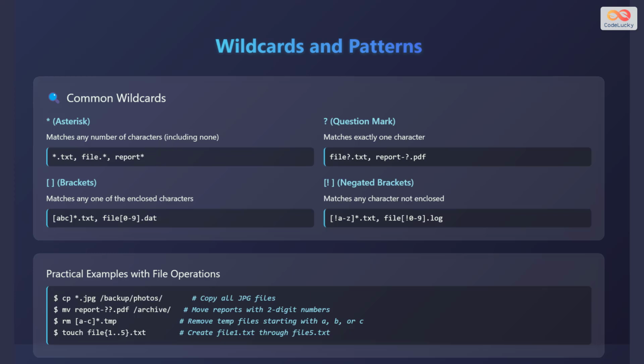cp *.jpg /backup/photos/ copies all JPEG files to the backup directory. mv report-??.pdf /archive/ moves reports with 2-digit numbers to the archive directory. rm [a-c]*.tmp removes temp files starting with a, b, or c. touch file{1..5}.txt creates files named file1.txt through file5.txt.